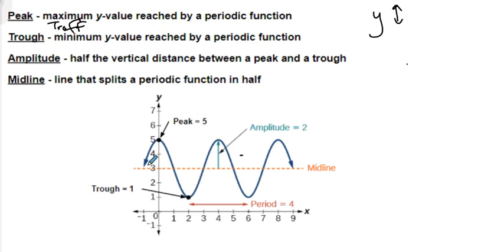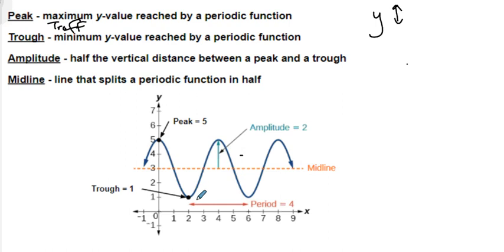So for this one, you've got your midline. Your amplitude is the highest or lowest distance away from that midline. They say it's half the vertical distance between a peak and a trough. If your midline is truly a midline, that's exactly the distance from the midline to your peak or to your trough. So if you think of half the overall distance, or if you find that midline first, either way gets you what you're looking for. And the midline is the line that splits this periodic function in half.